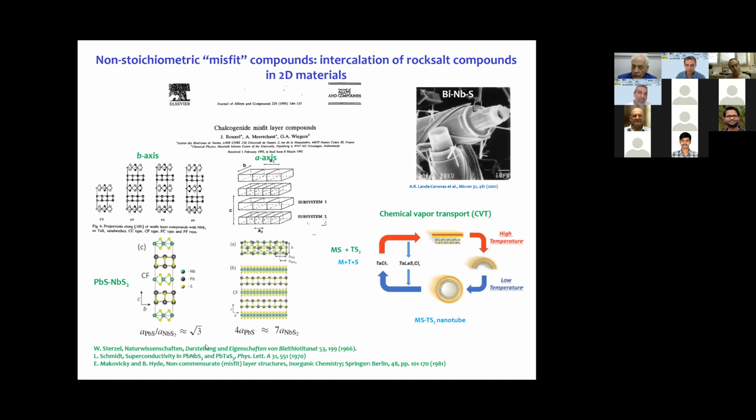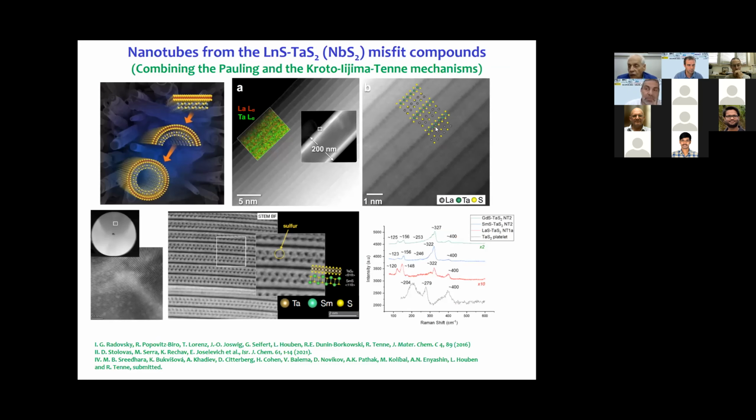We realized it. We used several processes, but the one that we favored was VLS, and we heat the material with a catalyst, and eventually we collect the nanotubes at the cold end of the furnace. And here are pictures of such nanotubes. You see clearly the structure of the rock salt. This is the lanthanum sulfide in this case, and the tantalum disulfide, very well arranged nanotubes, and we could make them from many, many misfit compounds.